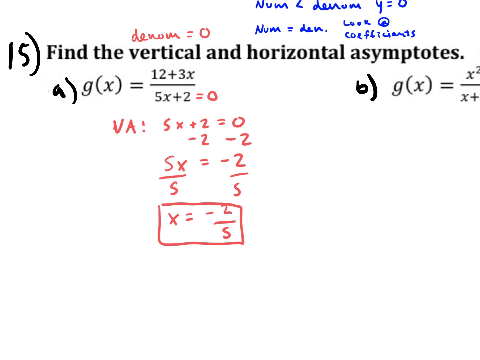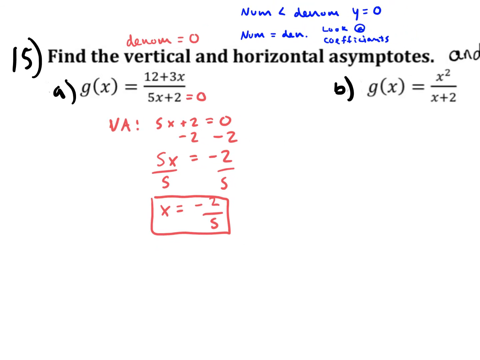For my horizontal asymptotes, I look at the degrees of my numerator and the denominator. So what's my highest degree term in my numerator? What am I looking at in the numerator? Highest degree term would be the 3x. And then in the denominator, it would be 5x. So are my degrees the same? Yep. So then I have to look at the coefficients. So my horizontal asymptote would be 3 over 5. Y is equal to 3 over 5.